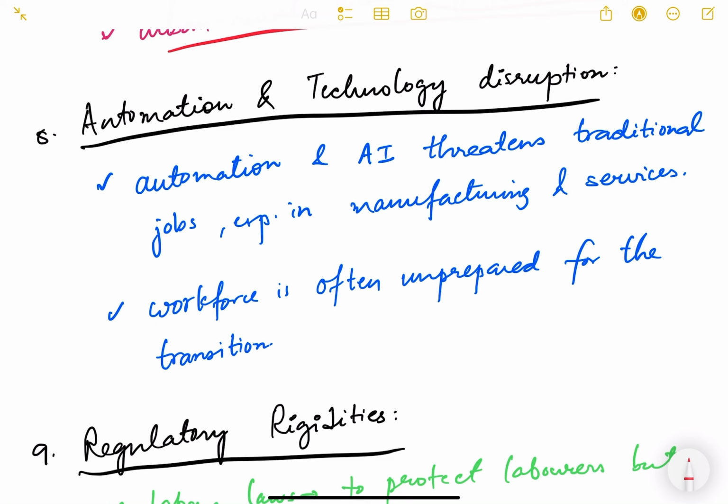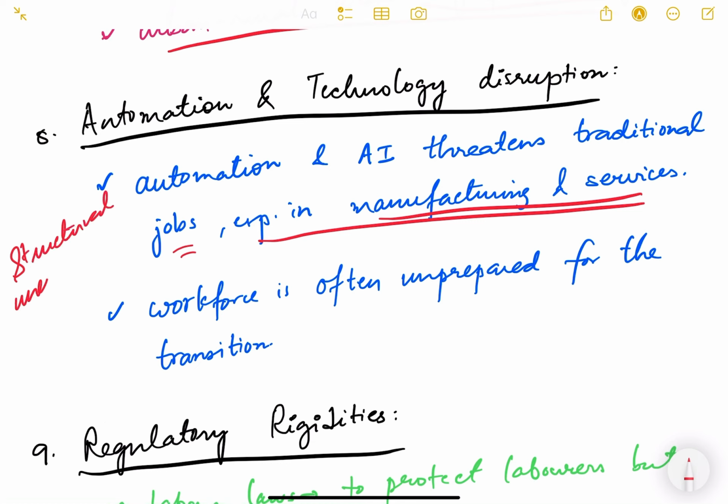Next is automation and technology disruption. This is another challenge. Automation and artificial intelligence threaten traditional jobs, especially in manufacturing and services. So there is going to be structural unemployment because of this. Okay, structural unemployment, because people don't have the skills now to work in AI or very high-tech kinds of processes. And that is the reason why people will lose jobs in the short term. It threatens the traditional jobs. The workforce is often unprepared for this transition.